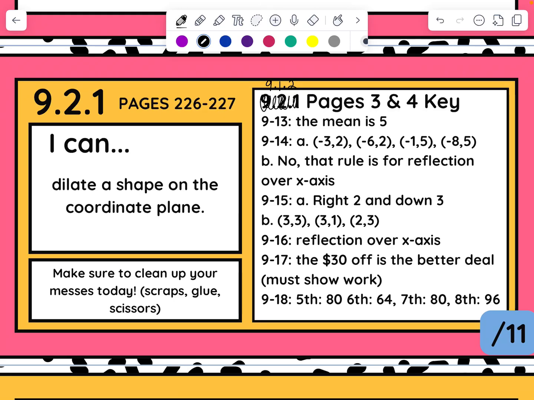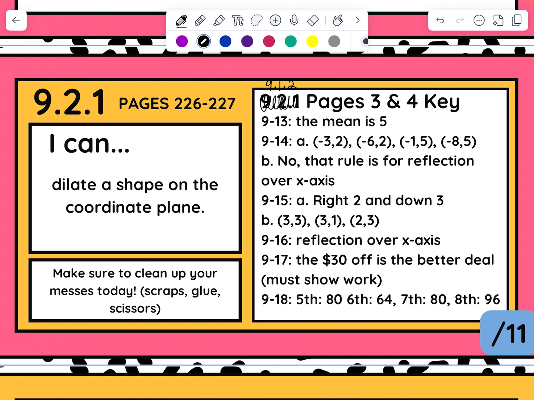This is lesson 9.2.1. You should be on pages 226 and 227 of your mathematician notebook. At the top, make sure you write 9.2.1, put a box around it, and then you can write next to that, dilations. Today, our I can statement is: I can dilate a shape on the coordinate plane.